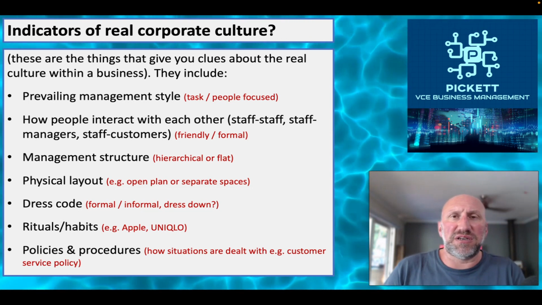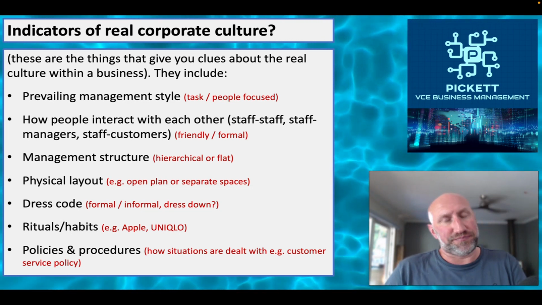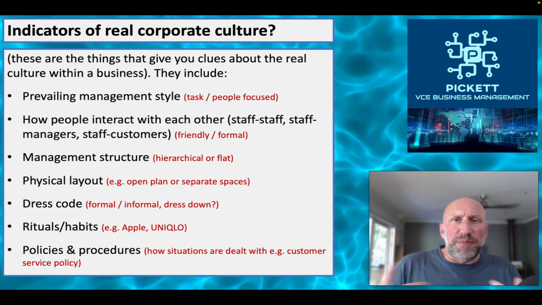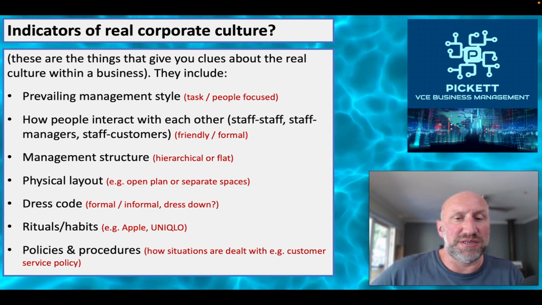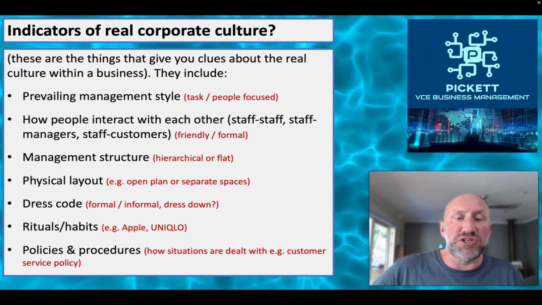Pumping themselves up ready to face the day and help their customers and all that sort of thing. So rituals and habits very much become entrenched in the culture of the business. And then policies and procedures, finally. So how situations are dealt with.